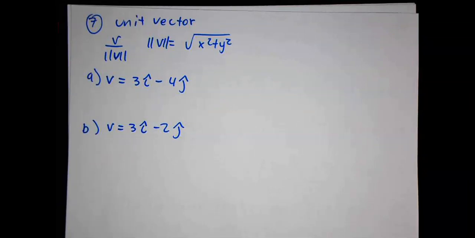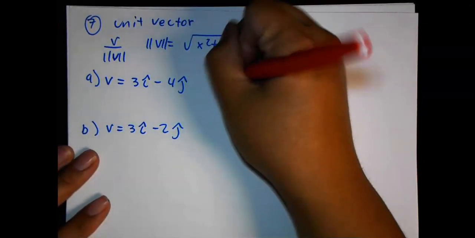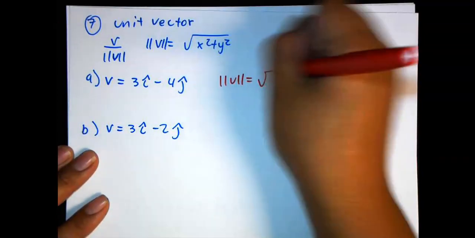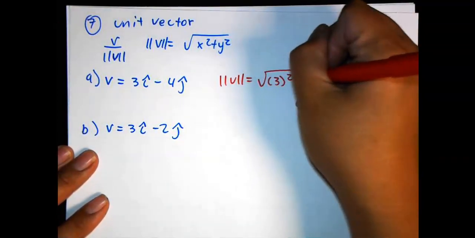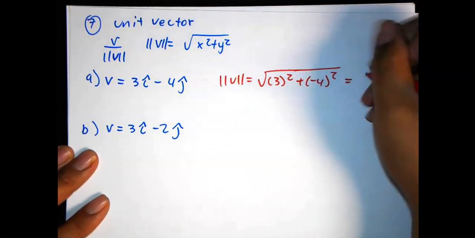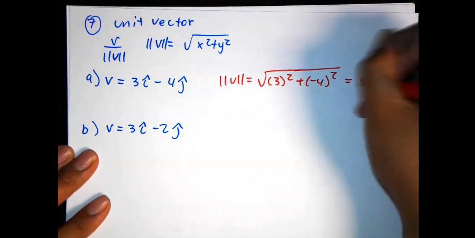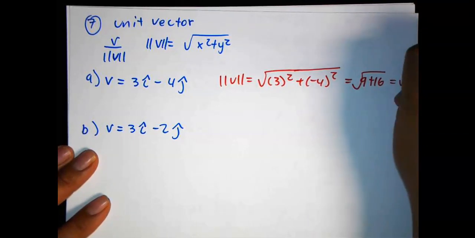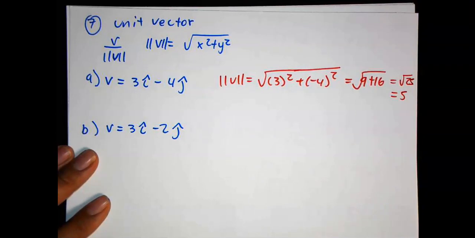Okay, the next one will be unit vector. So for the unit vector, you have v over the magnitude. And remember the magnitude, you square x, you square y, you square root of that. So first, let's find the magnitude of v. So we're going to do 3 squared plus negative 4 squared. That gives me 9 plus 16. That's the square root of 25. So it gives me 5.